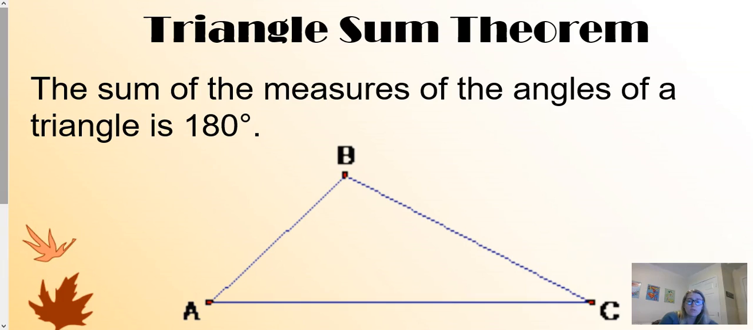So the triangle sum theorem tells us that when we take a triangle, all of the angles that are interior are going to add up to be 180 degrees. And this will be forever and always. The reason this happens is that if you cut out the angles of a triangle, they'll form a line.